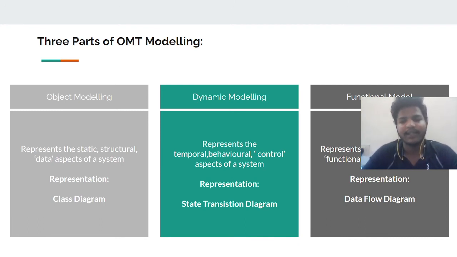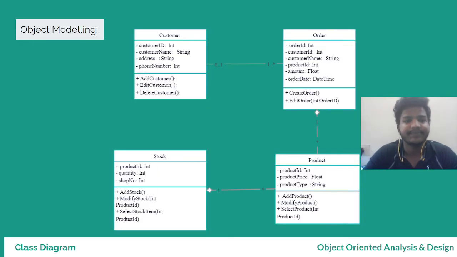They are object modeling, dynamic modeling, and functional modeling. Object modeling represents the static, structural, and data aspects of the system, whereas dynamic modeling represents the temporal, behavioral, and control aspects of the system. The functional model represents the transformational, functional aspects of the system. Coming to the representation, we use class diagram for object modeling, state transition diagram for dynamic modeling, and a DFD diagram for functional modeling.